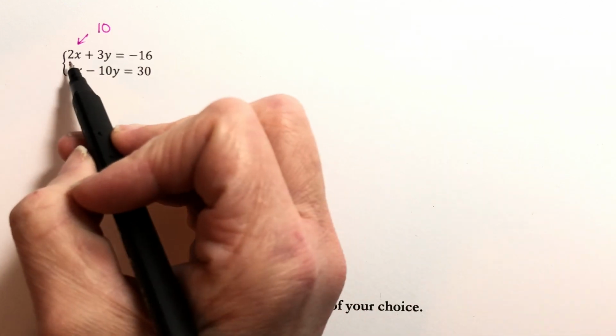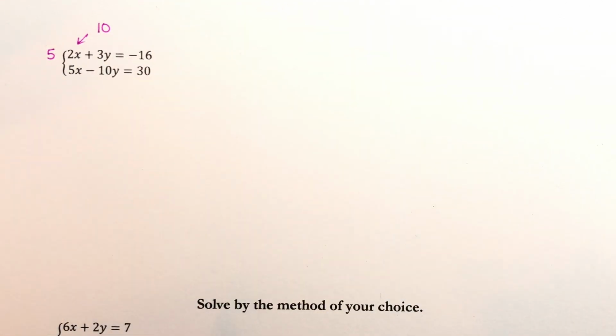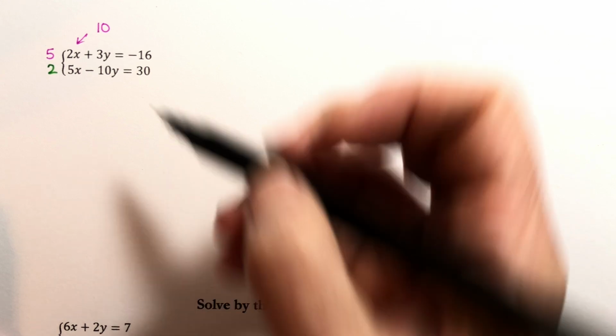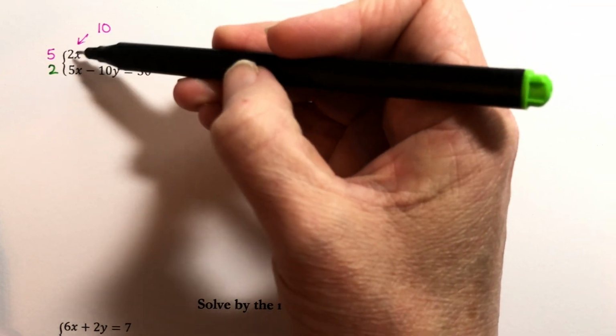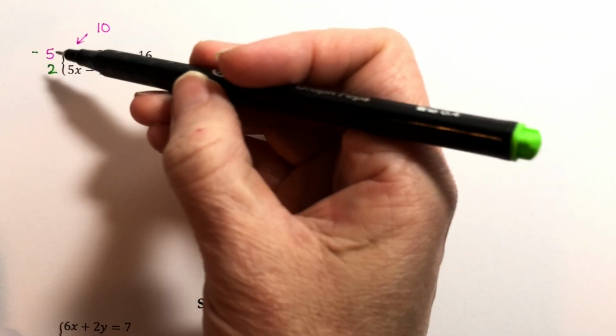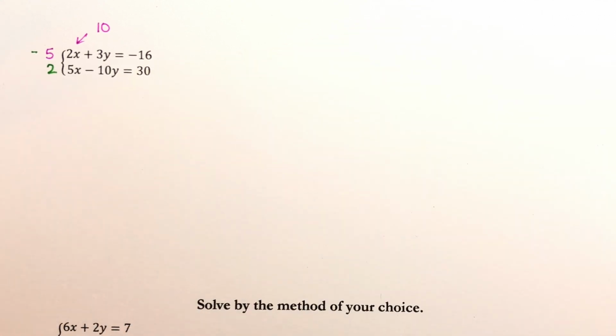Well, to make the 2x into a 10, I would need to multiply it by a 5. To turn the 5 into a 10, I would need to multiply that by a 2. Right now, I have positive 10 on both of them. I need one of them to be negative, so you simply force one of them to be negative. It doesn't matter whether you choose the top one or the bottom one, does not matter whatsoever. You'll end up with the same answer no matter what.